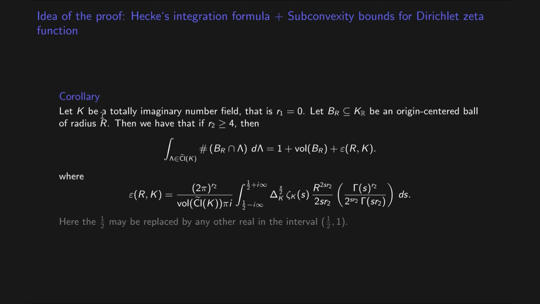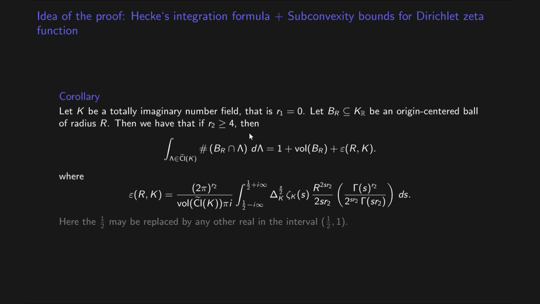And so I would get a similar formula. Here it's formulated for the totally imaginary number field, because we're interested in cyclotomic fields. This is why we have formulated it for totally imaginary number fields, but for totally real number fields, things will work in a very similar way. So there will be no major difference.